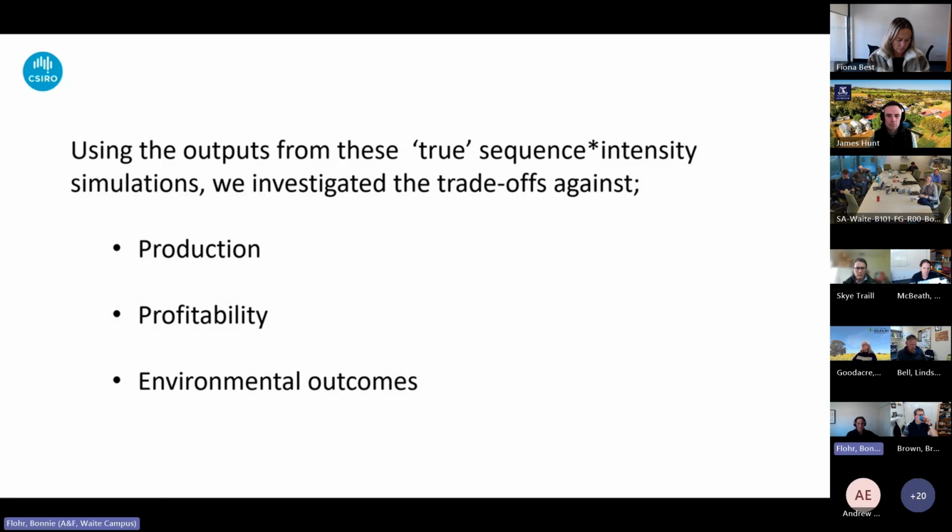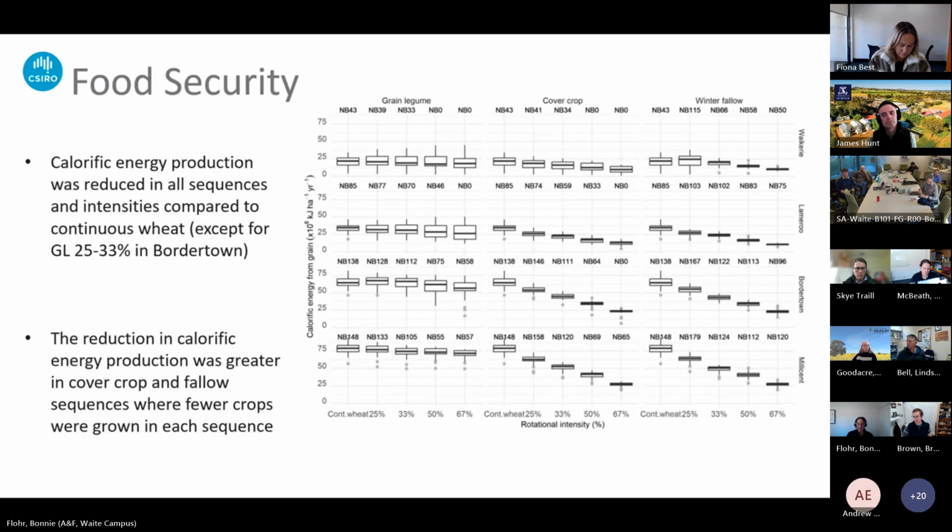So from these true sequences, we then investigated the different trade-offs against production, profitability, and environmental outcomes. So I'm about to share a range of intense-looking figures, but they are all set up in the same way with a different metric on the y-axis, but the same x-axis, which is the rotation intensity and the different locations. But I'm going to highlight the key trends, so I don't want you to get too bogged down in trying to understand the figure.